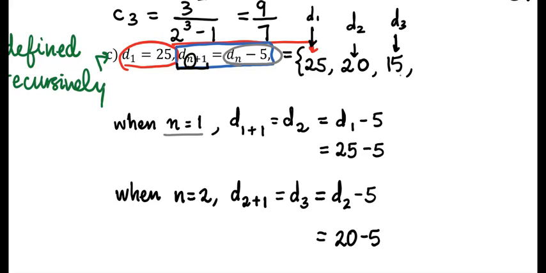Similarly, we continue this process to find d4 and d5, and the sequence goes on forever.